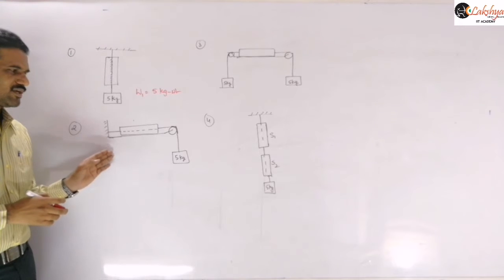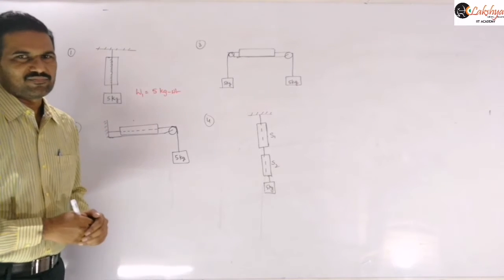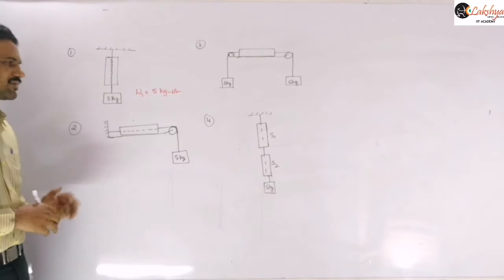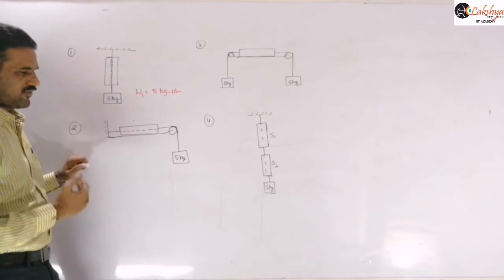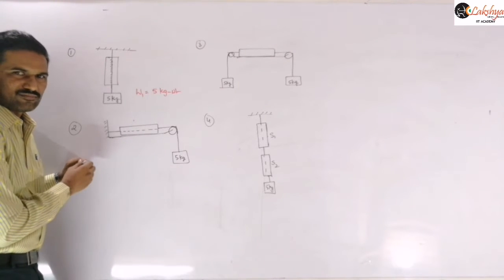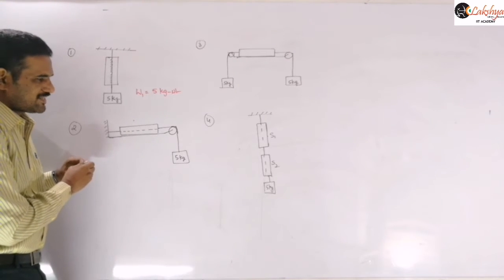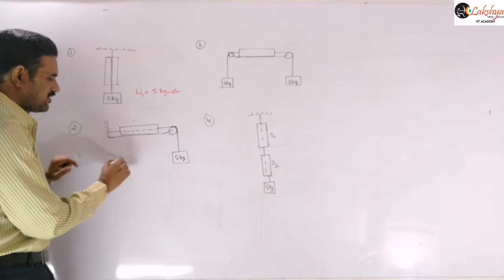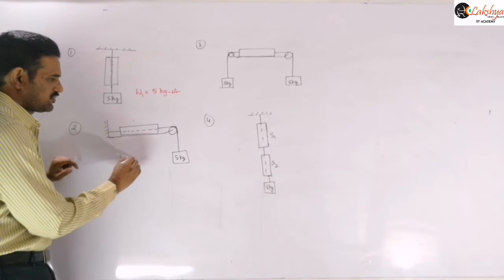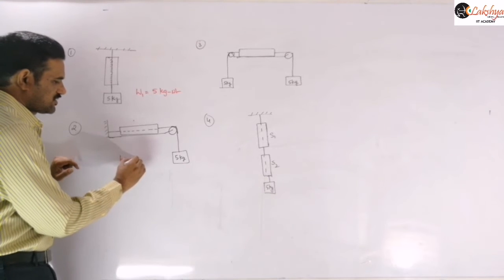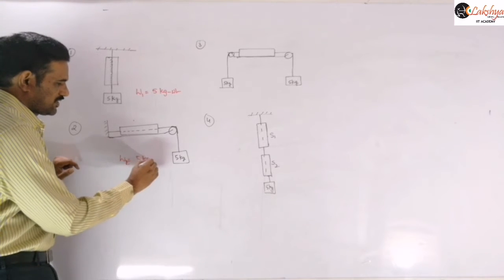Now can you say what will be the reading of the spring balance in this case? Is it 5, more than 5 or less than 5? In this case also the spring balance reading will be 5 kg only. Let the reading in this case be W2. So this is also 5 kg weight only.